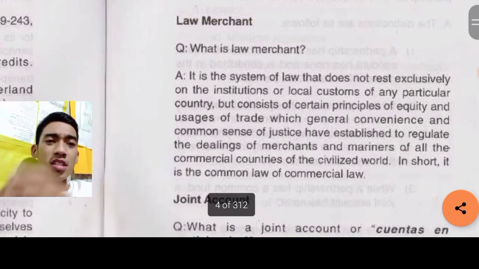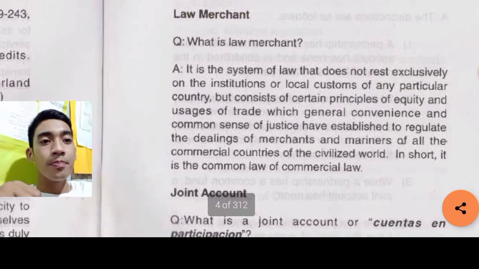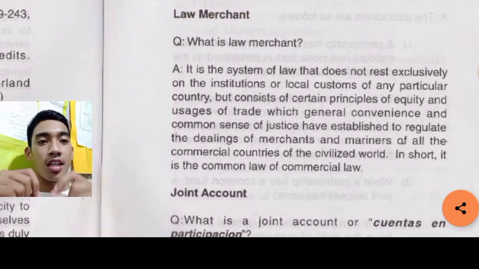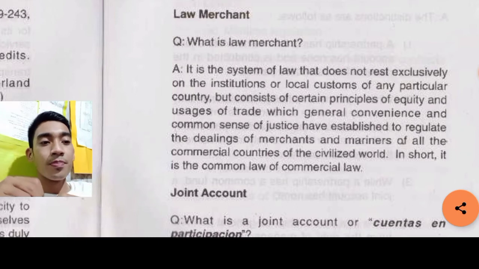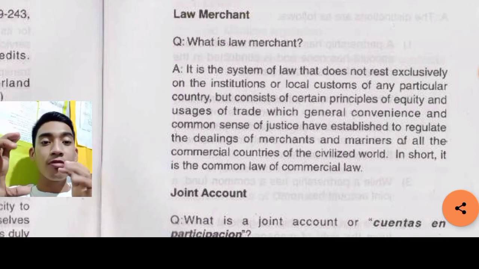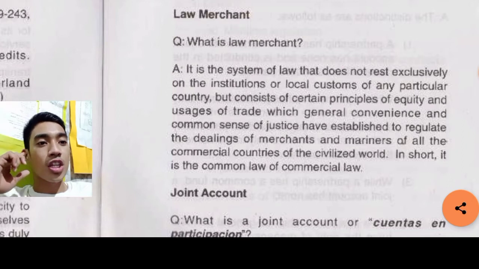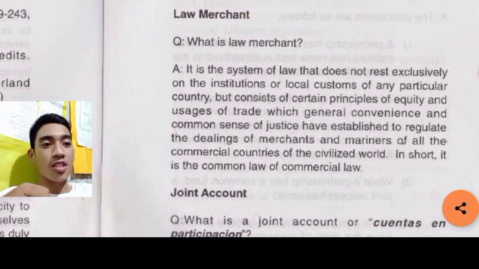Now, law merchant. What is law merchant? It is the system of law that does not rest exclusively on the institutions or local customs of any particular country, but consists of certain principles of equity and usages of trade, which general convenience and common sense of justice have established to regulate the dealings of merchants and mariners of all the commercial countries of the civilized world. In short, it is the common law of commercial law, another term for commercial law. It's a system of principles of equity and usages of trade.